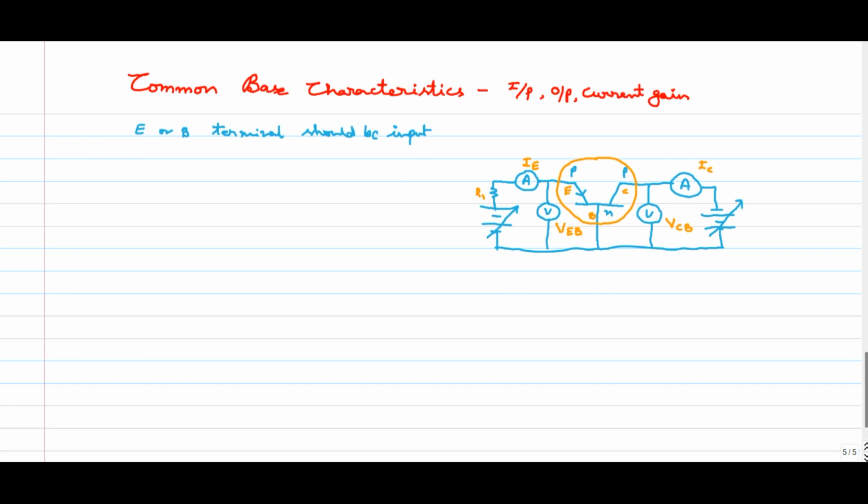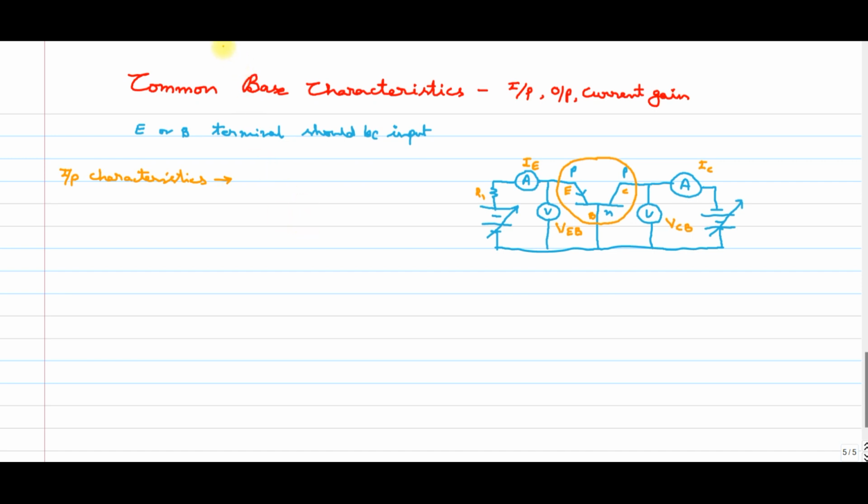Now what are the characteristics? First we have to see the input characteristics. Generally, characteristics means the graph between voltage and current. As the name indicates, input characteristics is the graph between input voltage and input current. But to get these input characteristics, we need to keep something constant at the output side.